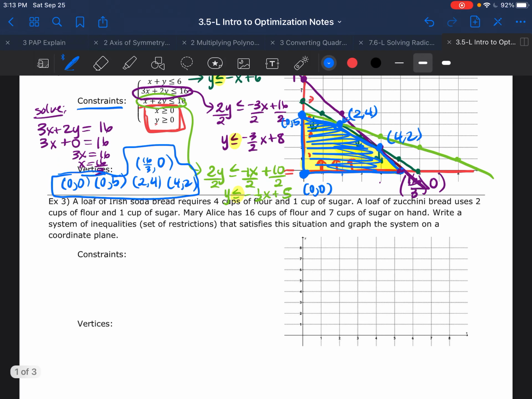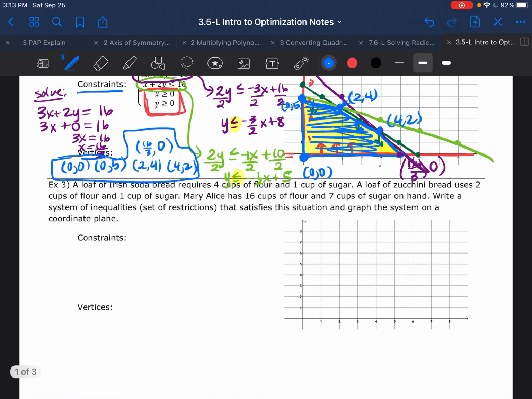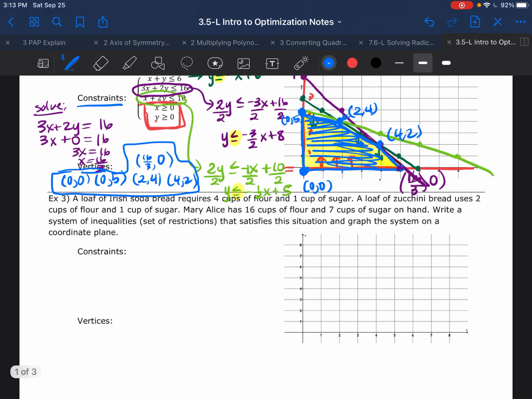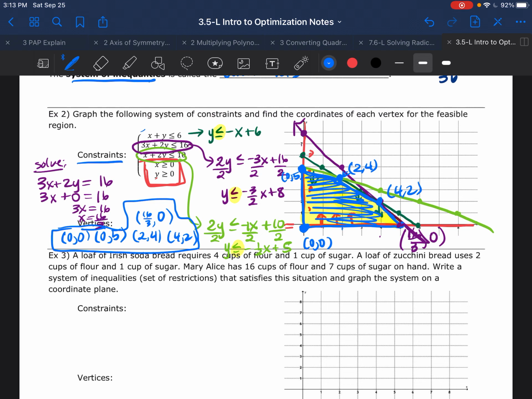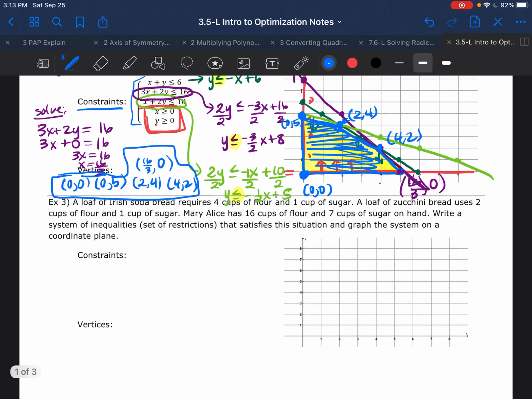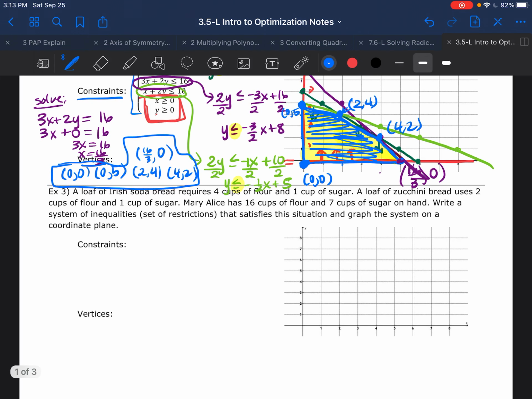And that's why that's one of your examples. The other thing you're going to have to do is write the system of constraints. So here they gave us those 5 inequalities. This time we have to write them from a word problem.